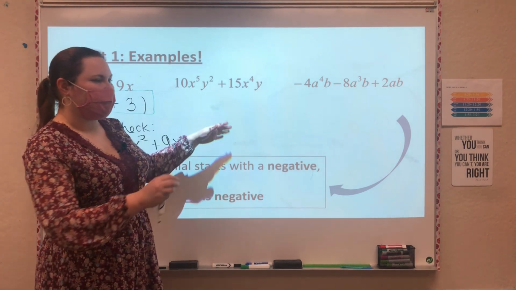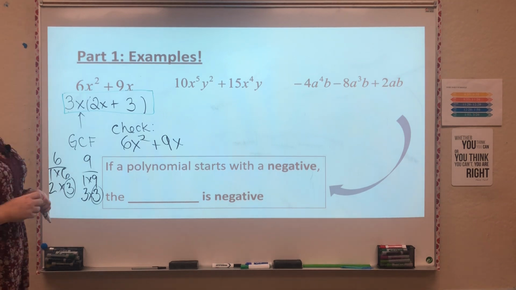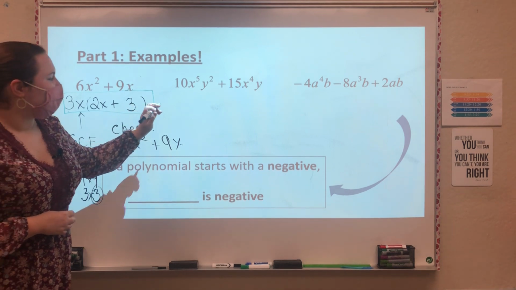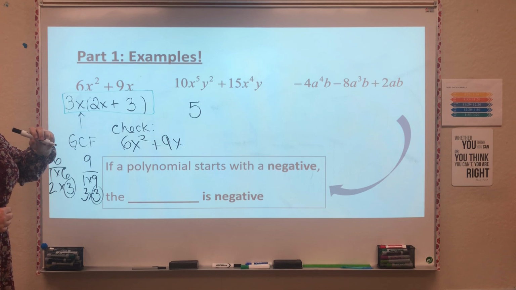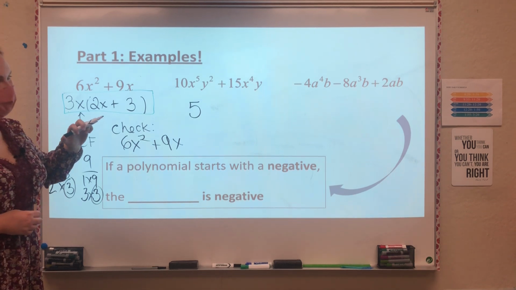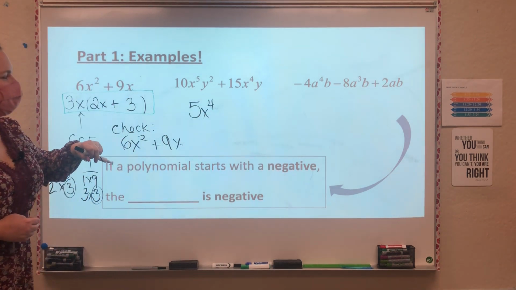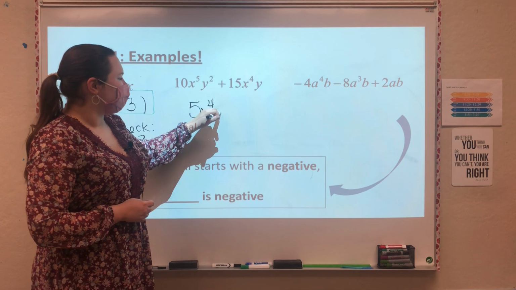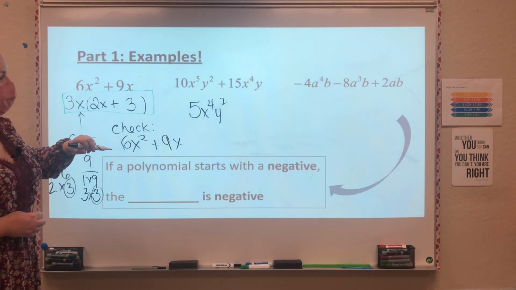This one here, talk me through. What do you think we need to do first? Well, you need to find the greatest common factor. Love the vocab. For 10 and 15 is 5. And then there's an x to the 5th and an x to the 4th, so you can just do x to the 4th. And then you can do y to the 2nd.